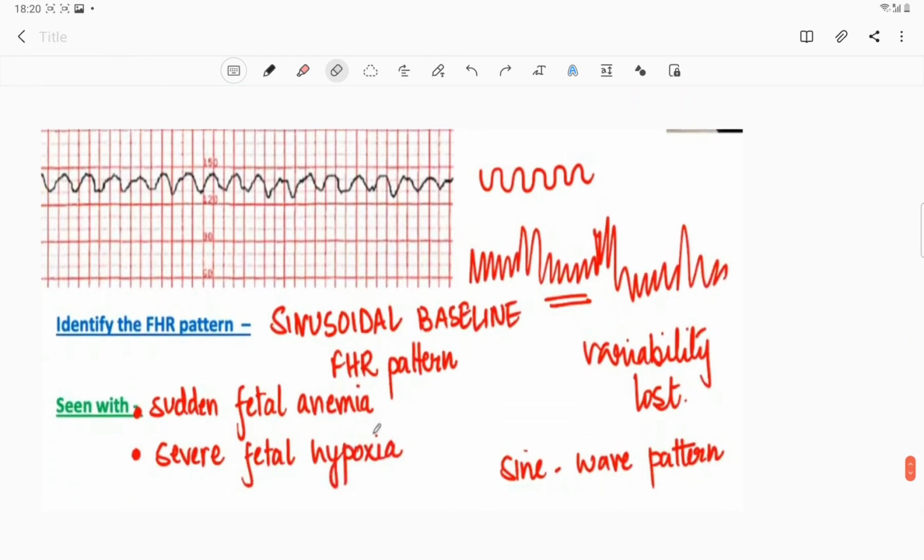This is a sinusoidal pattern, which occurs in certain fetal anemia or severe fetal hypoxia.